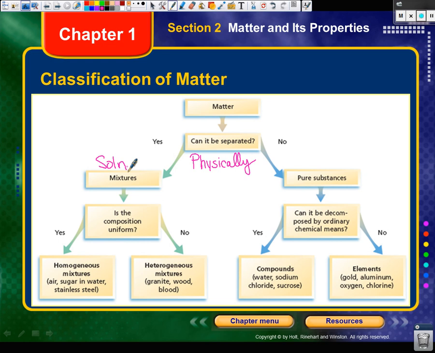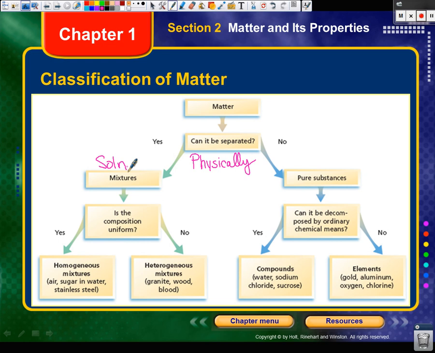So what if the composition is not uniform? Granite, which you guys know what granite means. Okay, it's those countertops. Wood, look up here on the front counter. Okay, it's all the same stuff. It can be separated, but it doesn't look the same. And then blood. And blood is the weird one. And I always get the question, why is blood?